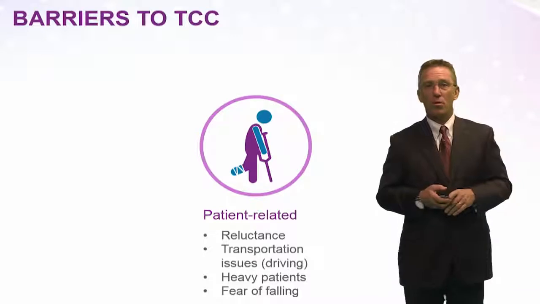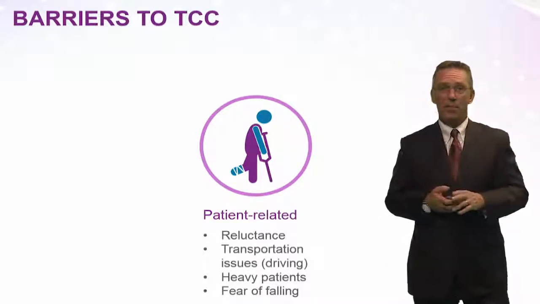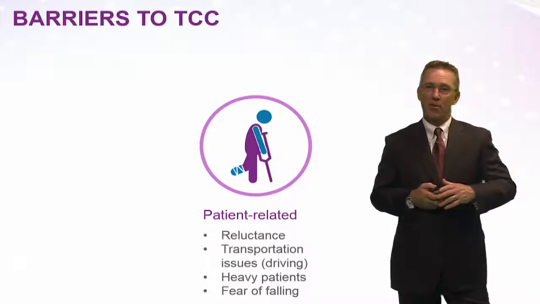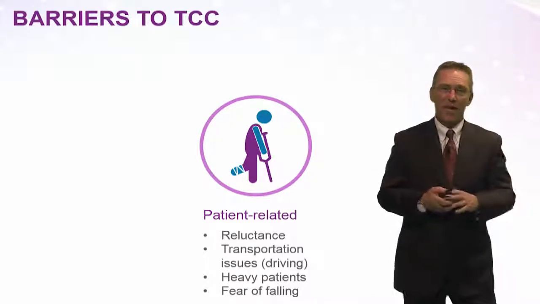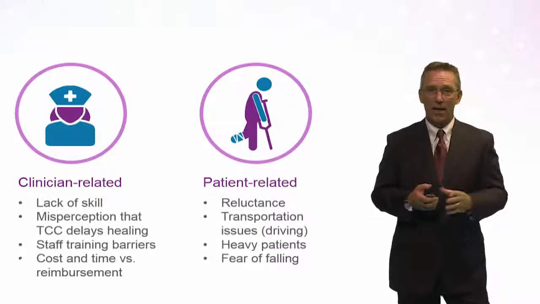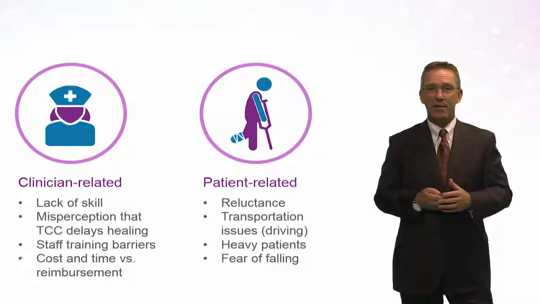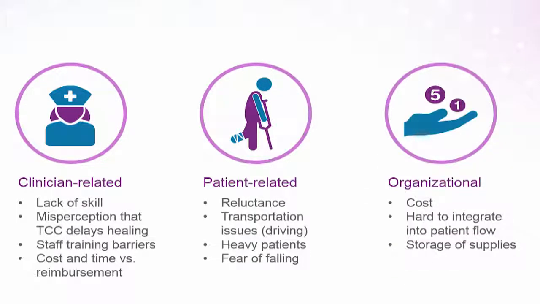So what are our barriers to total contact casting? With traditional casts, there were a lot of barriers. There was patient reluctance. The patients had complained of the heaviness of the cast. They had fears of falling. We certainly had clinician-related barriers. Those barriers included lack of learning curve to apply a cast. And certainly in our wound care centers, we couldn't tie up a room for 45 minutes. You need to have even patient flow through the clinics.